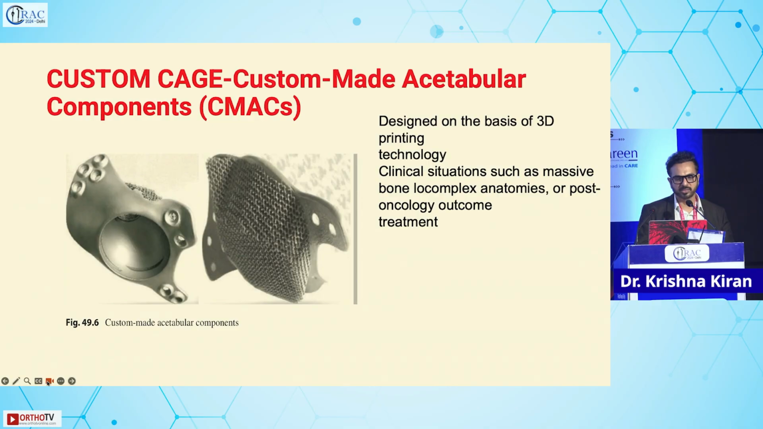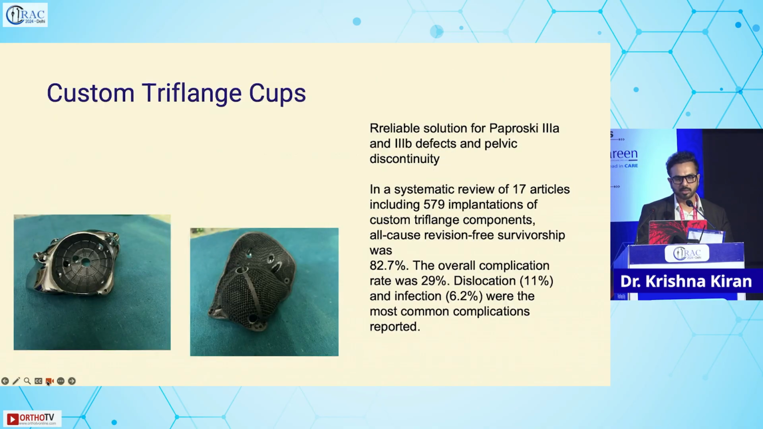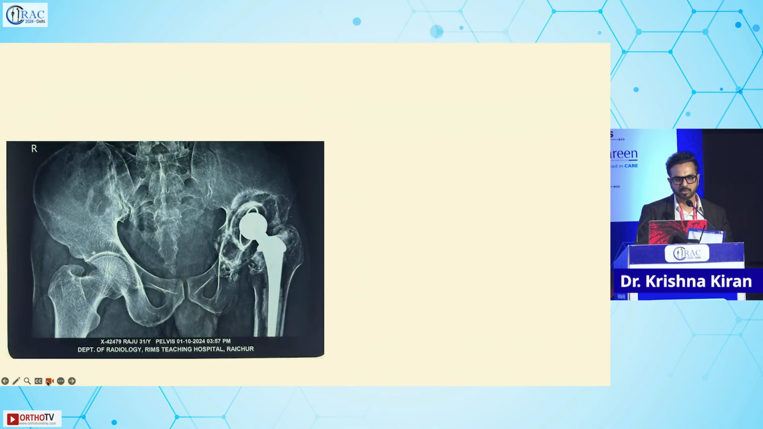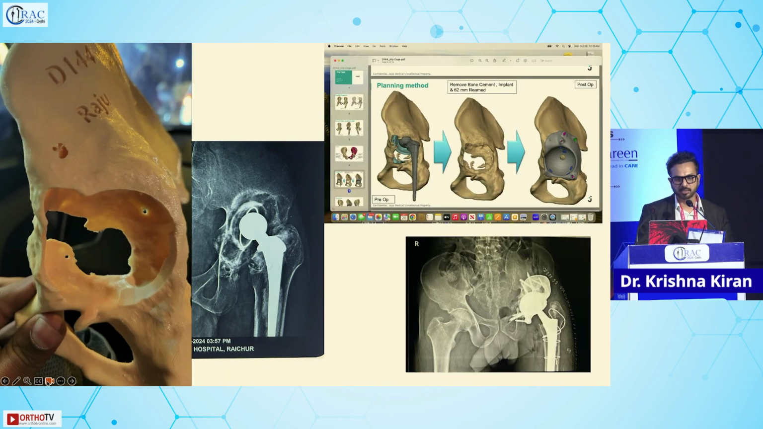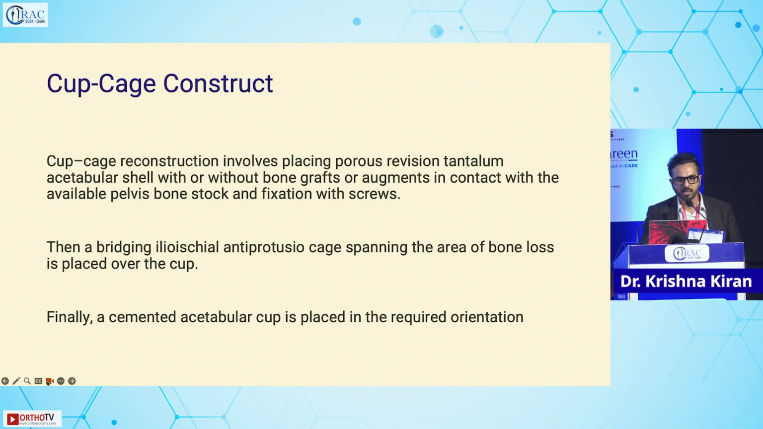Custom cage, we have seen that these have been talked about, custom triflange cups. We have our own Jigel. This is a case which I borrowed from one of my friends, and this is the sort of reconstruction which can be possible. Now, cup cage construct, people tend to mistake the cup cage construct from some of these uncemented cages which are available. Cup cage typically by definition involves the use of a trabecular metal revision shell, and this is buttressed by a cage on top of that particular revision shell. So it does not indicate the other type of cementless cup cages which have been in the market.